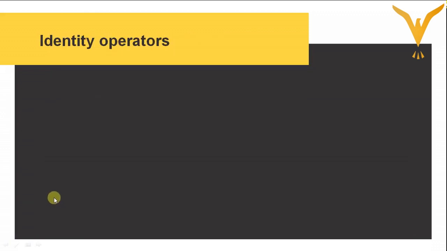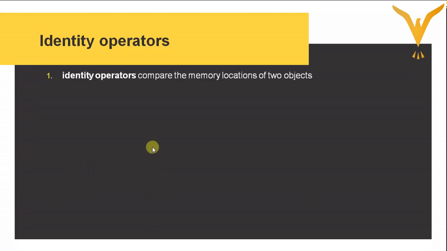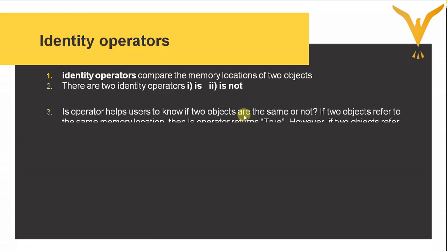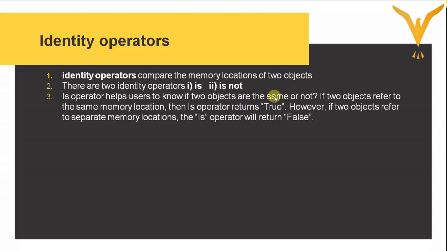Okay, now we are going to understand identity operators. Identity operators are used to compare the memory location of two objects. That means they check whether the two objects share the same memory location or not. There are two identity operators, is and is not. These also return boolean values.